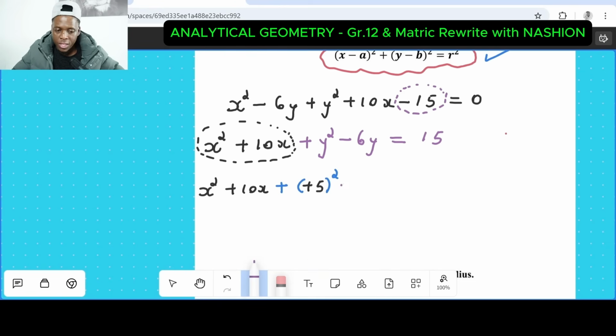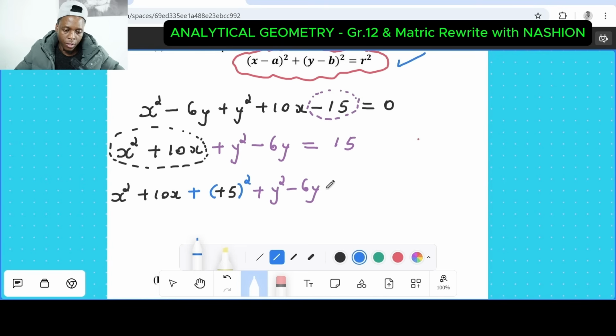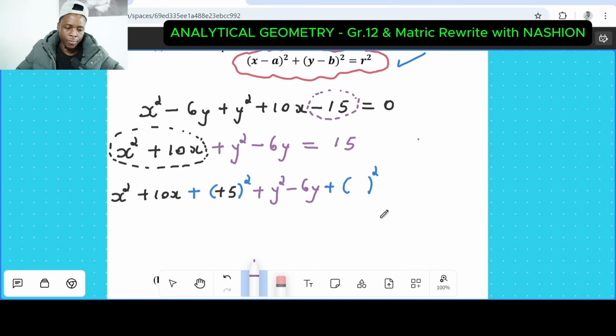We do the same thing with the y's. Y squared minus 6y. We are going to add something and square it. What are we adding here? We look next door on the left. In other words, we take negative 6 and divide it by 2. Negative 6 over 2 will give us negative 3.